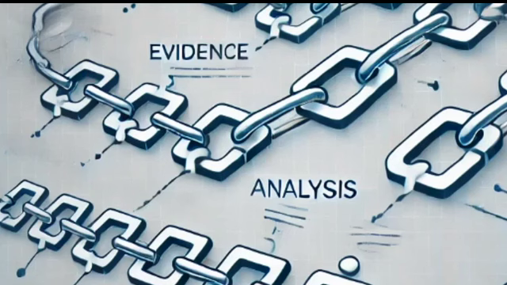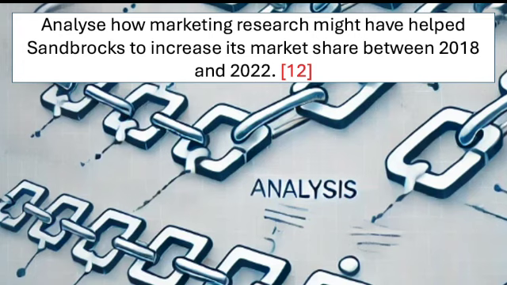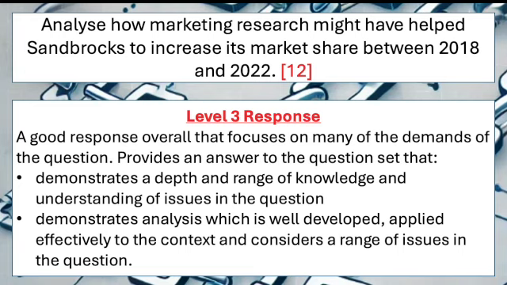So first of all, I'm going to provide an example of a previous 12-mark question, which was: analyse how marketing research might have helped Sandbrooks to increase its market share between 2018 and 22. And the techniques that I use for this 12-marker set the techniques that are required for the majority, if not all, 12-markers. So this is from the exam grid. Remember, a level 3 response is the highest level for a 12-mark or any analyse question, and a good response is what we're looking for to get in that level 3 grid.